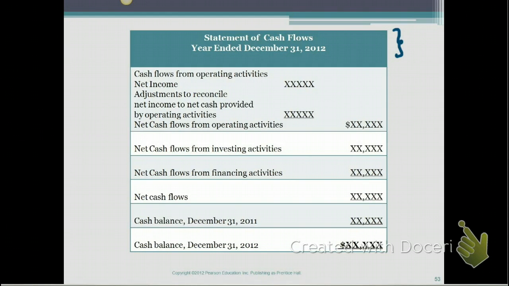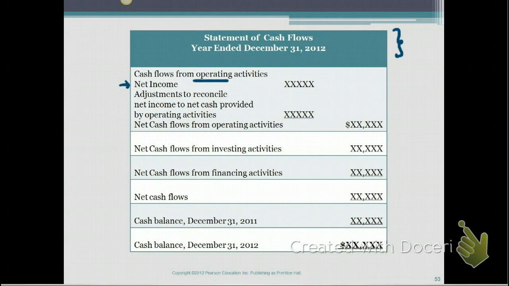Again, this is a period statement, so you would have year ended December 31st, 2012. The cash flow statement is divided into three sections: cash flow from operating activities, cash flow from investing activities, and cash flow from financing activities. Cash flow from operating activities always starts off with net income, so that is your starting point.